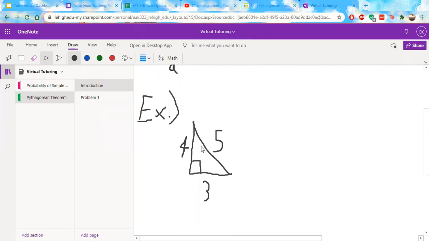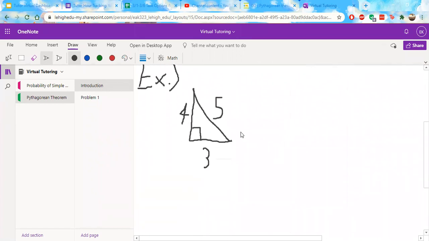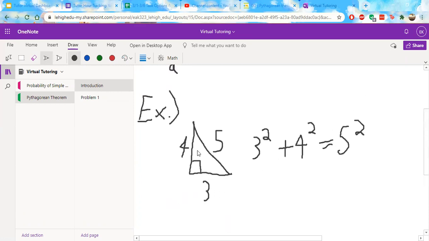Anyway, if you have this right triangle, by the Pythagorean theorem, a squared plus b squared is c squared, you should be able to write a statement that relates all of these side lengths together. So let's say 3 is the a side, so 3 squared, and then 4 is the b, so 4 squared equals 5 squared. You're going to learn very quickly that you have to write it like this. You can't write 3 squared plus 5 squared equals 4 squared.